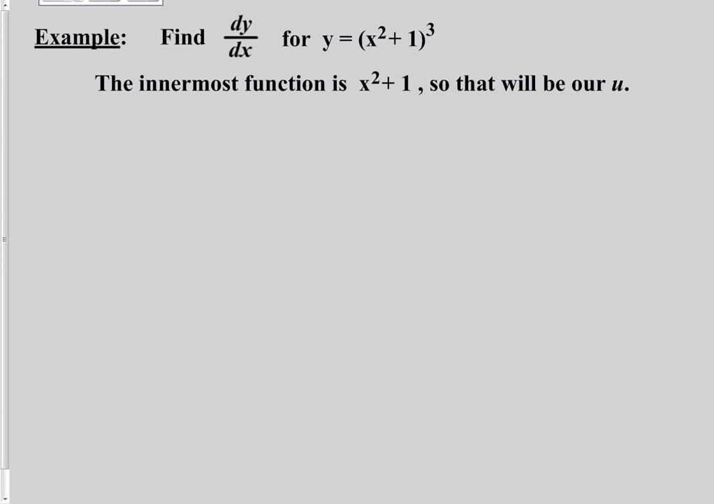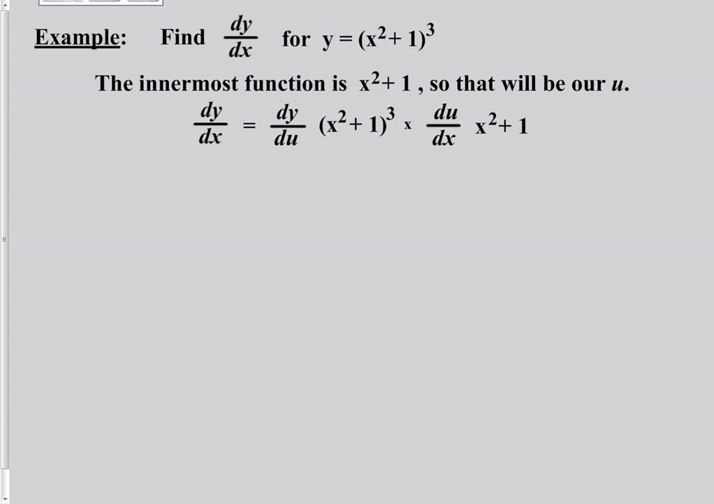So what we need to do is identify where the innermost function is, and in this particular case, the innermost function is the x squared plus 1. So we're going to assign that value to be our u. Basically the derivative of y with respect to x is found by taking the derivative of y with respect to the u function that we just assigned, and then multiplying that by the derivative of the u function with respect to x.